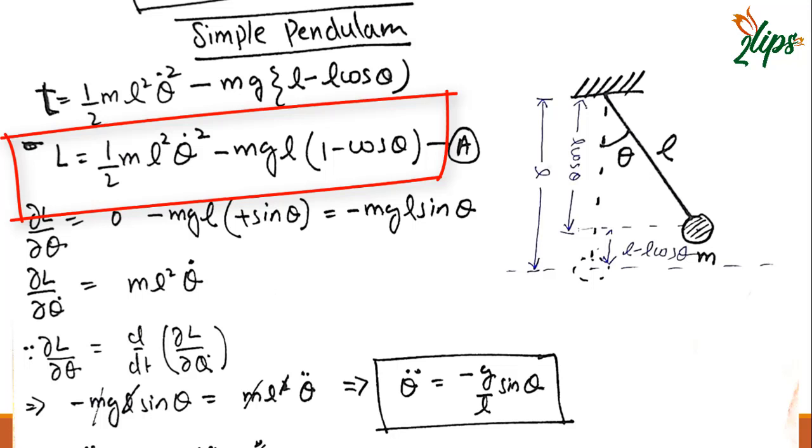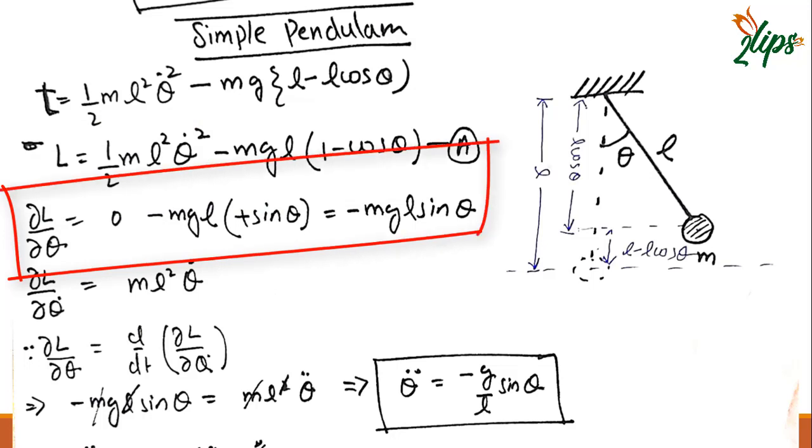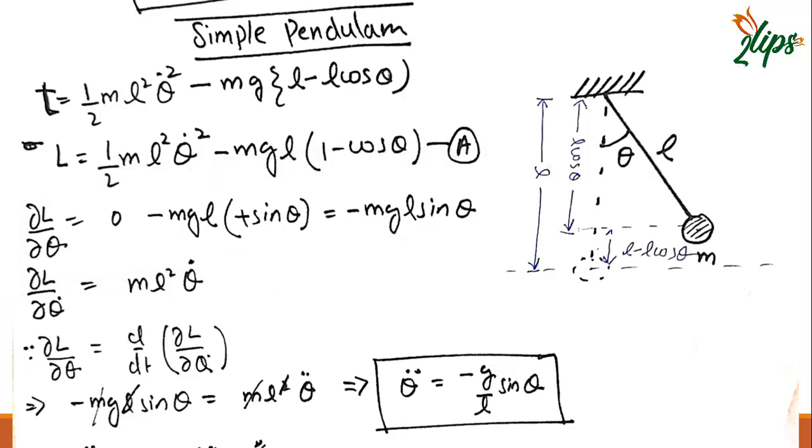So this is our equation. All we have to do is differentiate once with respect to theta and once with respect to theta dot. When I differentiate this with respect to theta, the first term does not contain theta, so its partial derivative will be 0, and from the second term I will have minus mgL sine theta. And when I differentiate this with respect to theta dot, only the first term has theta dot, so this will become m L square theta dot.